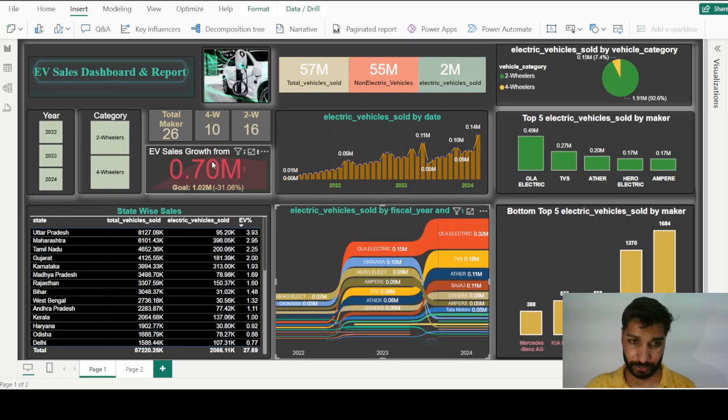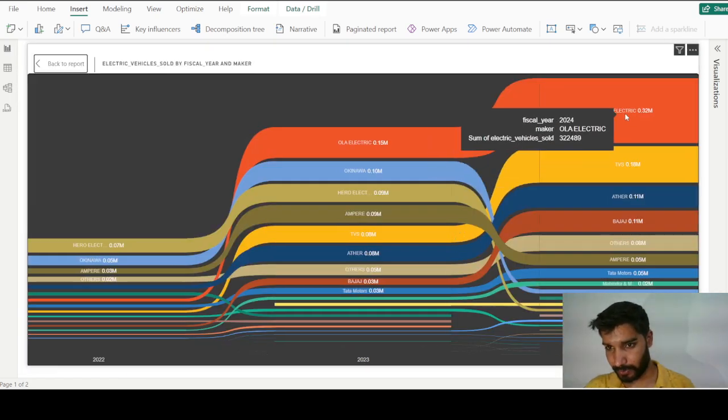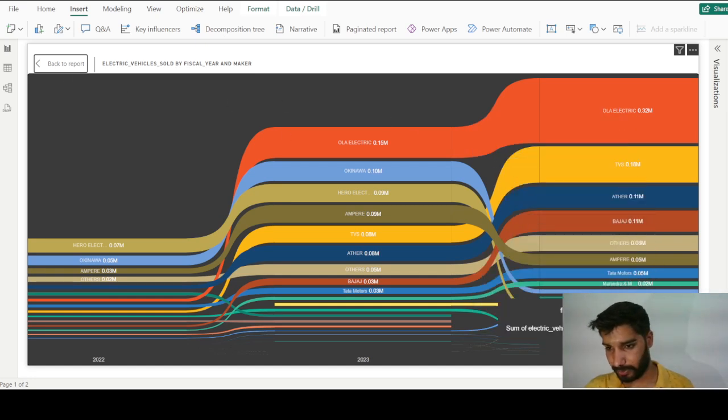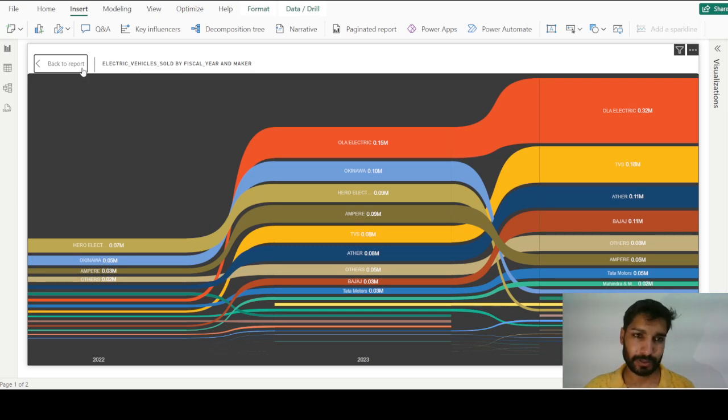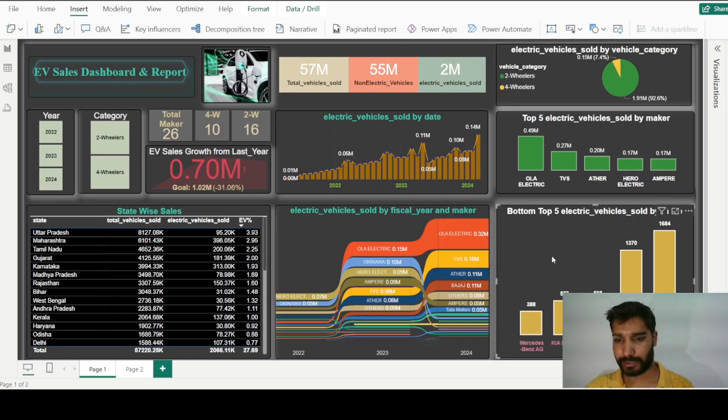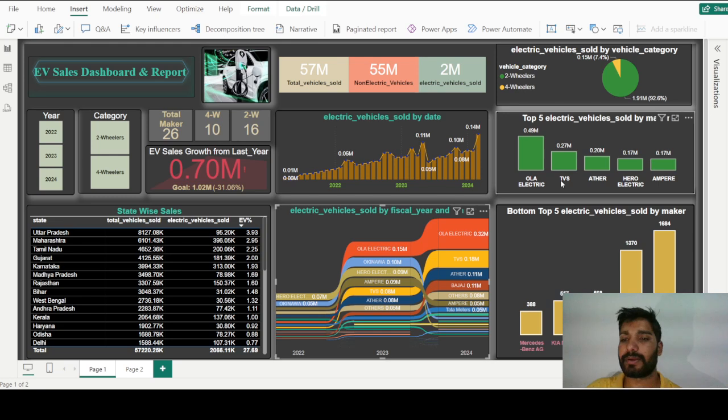So Ola is doing great, and I also want to analyze which makers are at the bottom. From this, it is PC Automobiles, and these are also PC Automobiles. We can see this is the bottom five electrical vehicles. Viewing this graph, we can easily see everything is good.